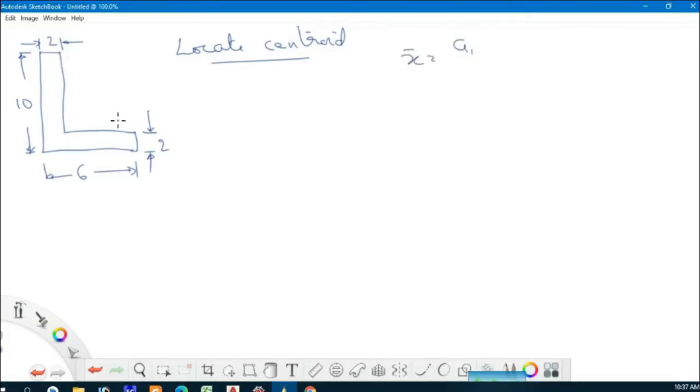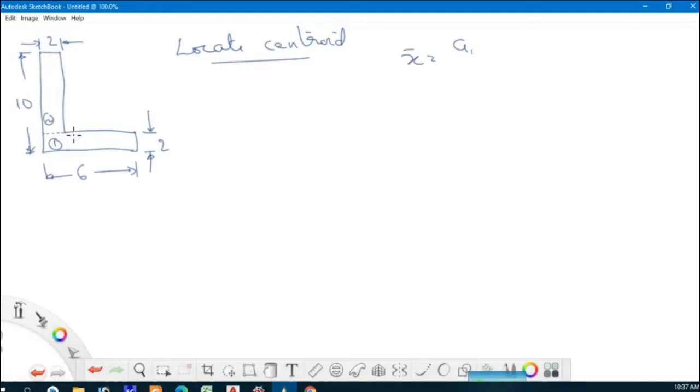Here, how many parts can we make from this composite section? There can be two sections, if you divide this into two rectangles. Let this be rectangle 1 and this be rectangle 2. There are two rectangles, this is 1 and this is 2. Okay, two parts are there.